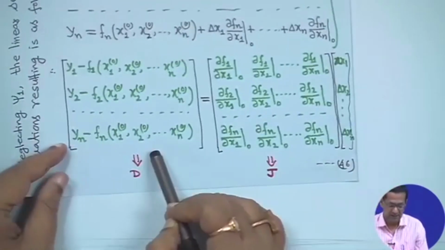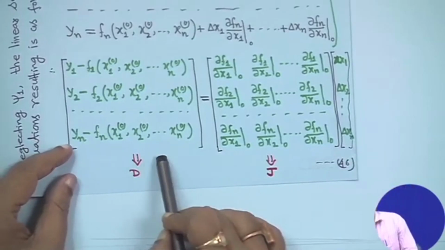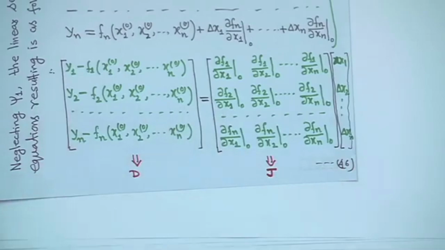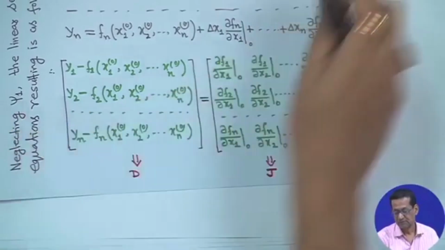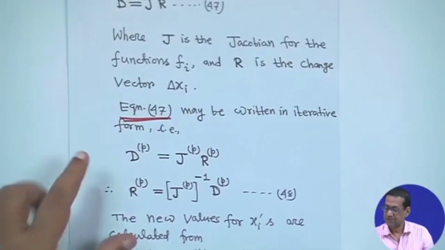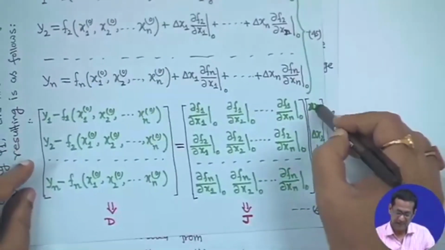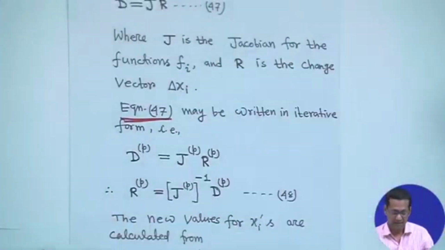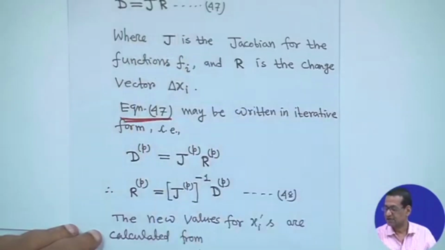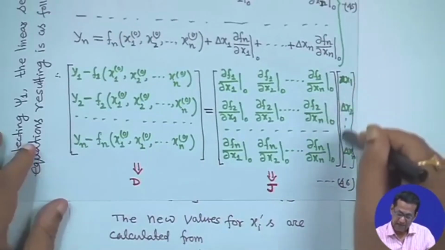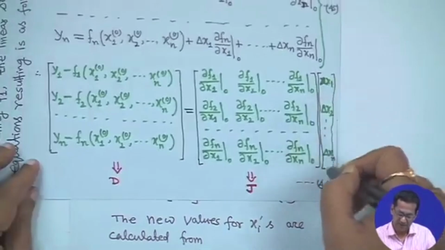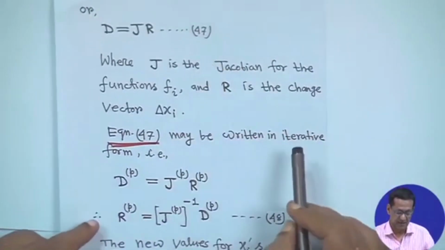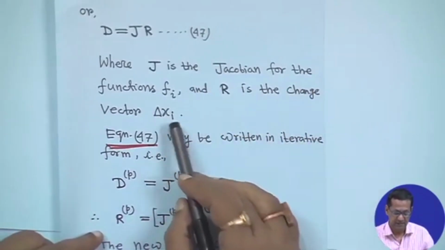This is equation 46. This mismatch we define as d, and this matrix we define as J. J is called the Jacobian for the functions fi. This vector delta x1, delta x2, up to delta xn can be called R. That means d can be written as J R. Where J is the Jacobian for the functions fi and R is the change vector, that is delta xi. This is equation 47.